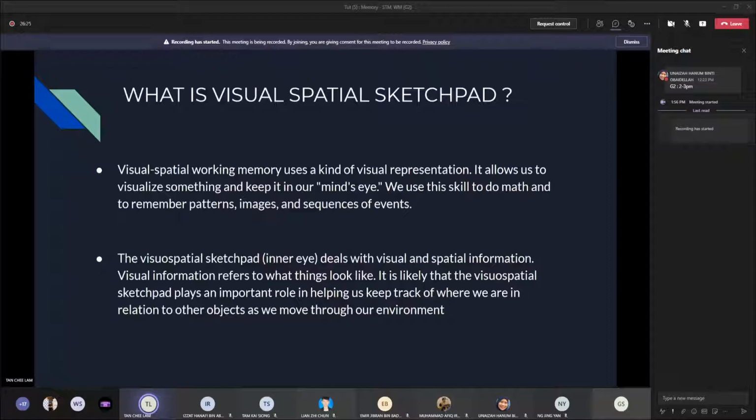It is a memory used for visual representations. It allows us to visualize something and keep it in our mind's eye. We use these skills to do maths and remember patterns, images and a sequence of events. The visual spatial sketchpad enables us to process visual and spatial information. Visual information refers to what things look like. It likely plays an important role in helping us keep track of where we are and the relations of objects as we move through the environment, so that we will not collide with the objects around us.